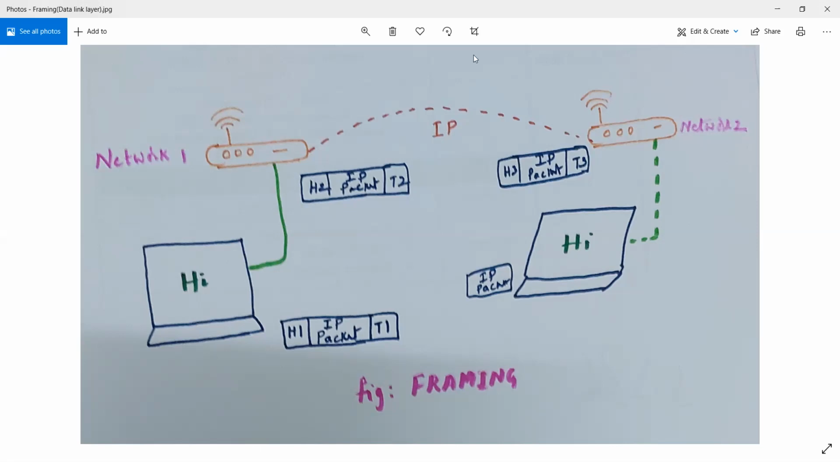Okay, so here at the sender side, the sender is nothing but a desktop computer, for example. That desktop computer is connected to network 1 through an Ethernet cable. Next, on the right side, there is the receiver. The receiver is nothing but a laptop. The laptop is connected to network 2 by means of some connectionless service, that is internet or something.